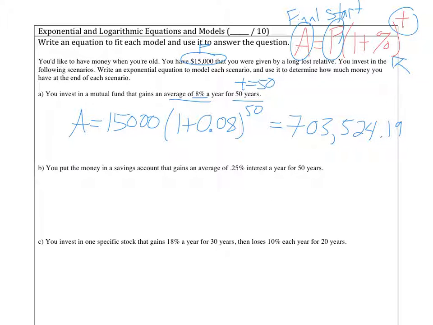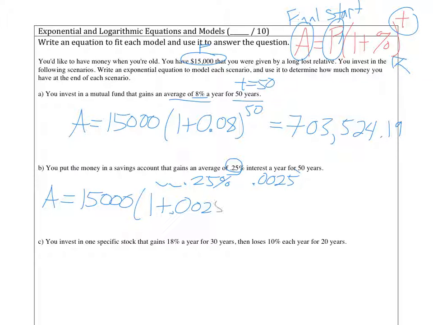Second thing, you put the money in a savings account that gains an average of 0.25% interest a year for 50 years. I'd start out the same. A equals 15,000 times 1 plus 0.25%, which really means 0.25 divided by 100, or I'm going to move the decimal place 2 places to the left. That'd be 0.0025, and then that to the 50.